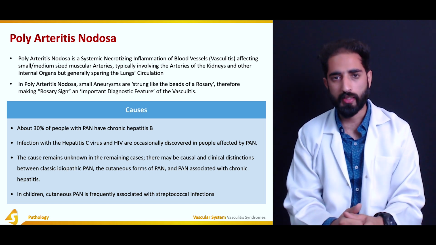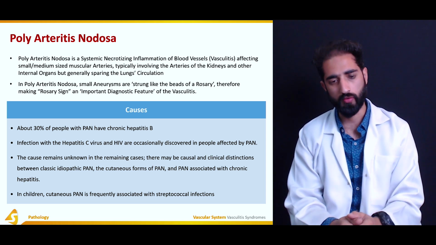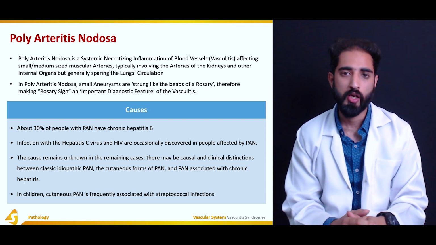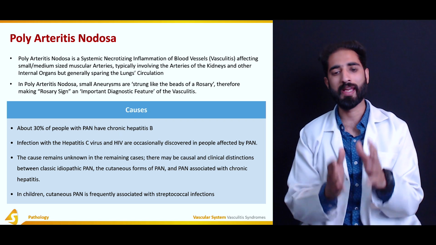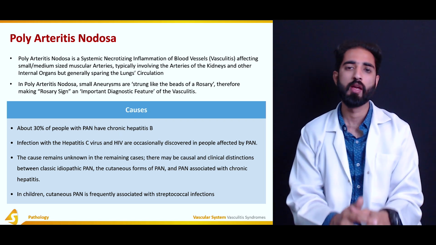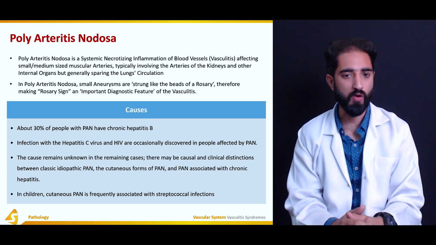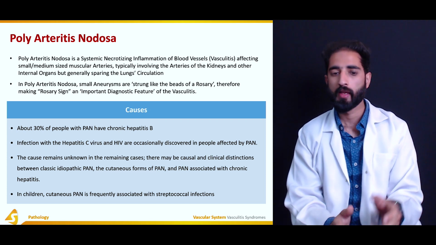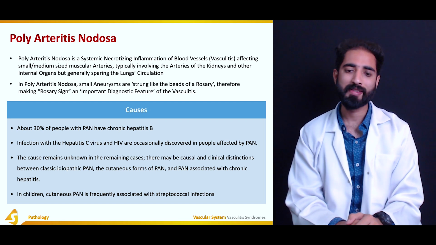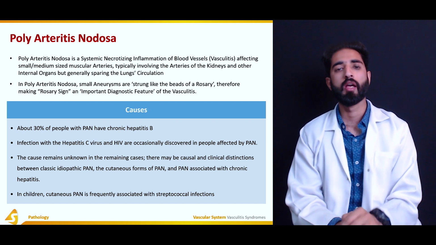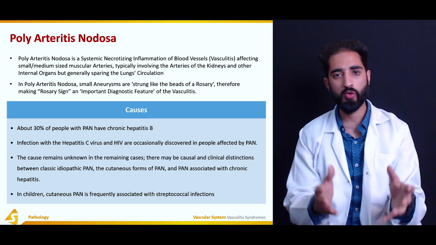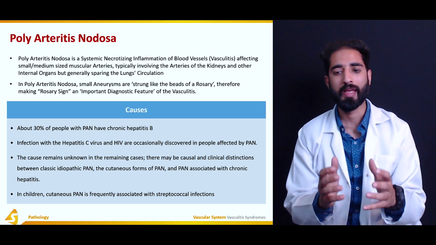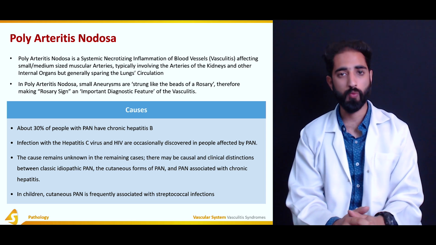Now, what are the causes of polyarteritis nodosa? The most important cause is actually chronic hepatitis B, because it is found positive in around 30% of the people who have polyarteritis nodosa. Infection with hepatitis C virus and human immunodeficiency virus (HIV) are all occasionally discovered in people affected by PAN as well.